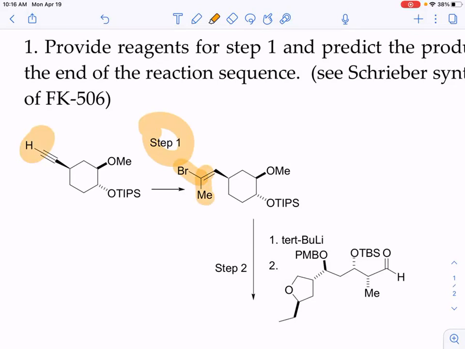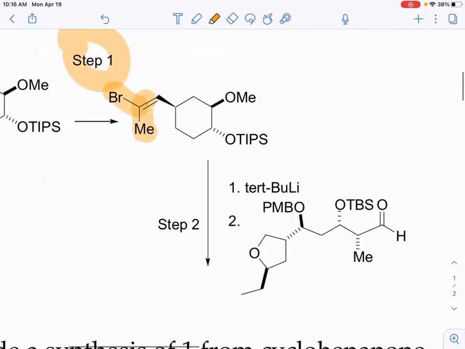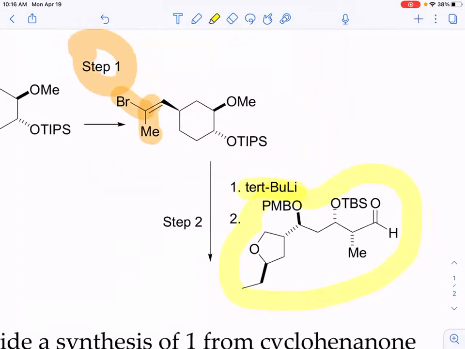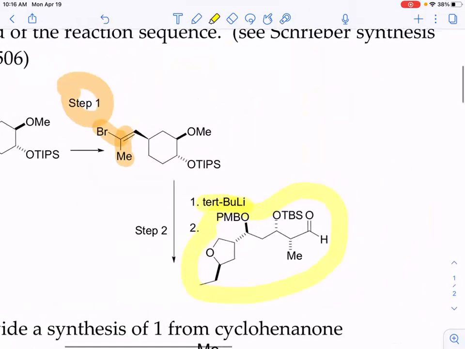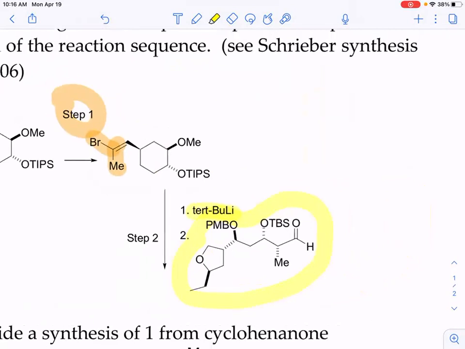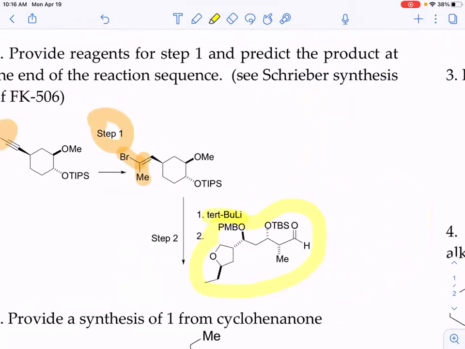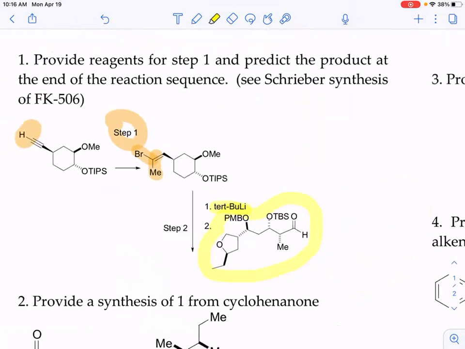And the second part is, what happens if you take the vinyl bromide and then treat it with tert-butyllithium followed by this aldehyde right here? What would you get? And that's going to also include some stereochemistry as well. So that's the first problem. And then I can add a page so we can work through it.